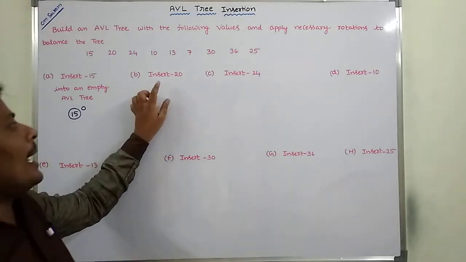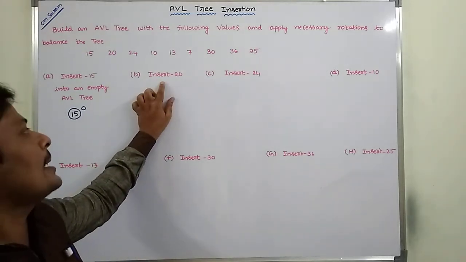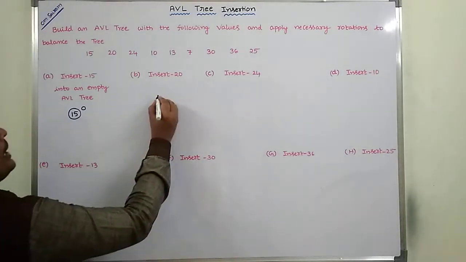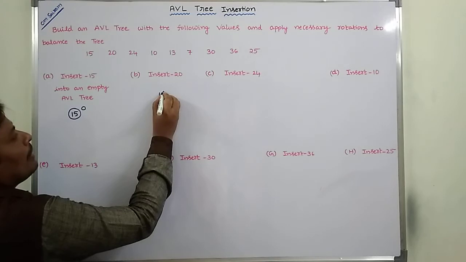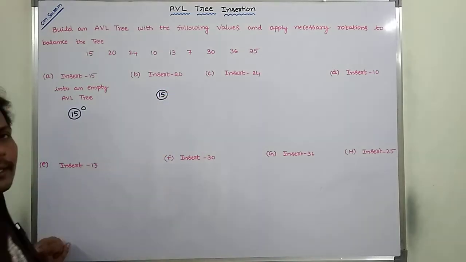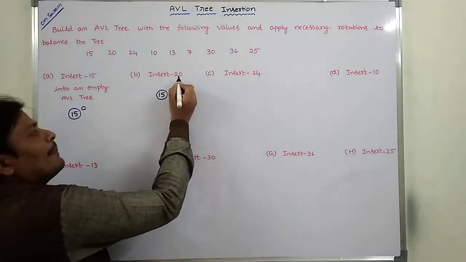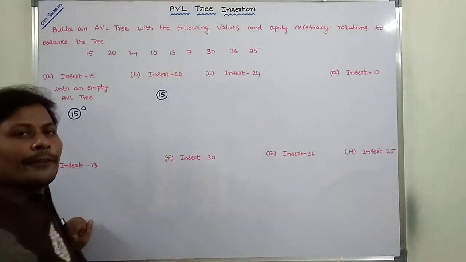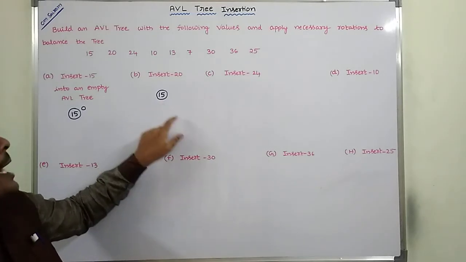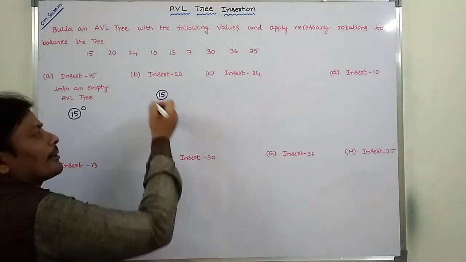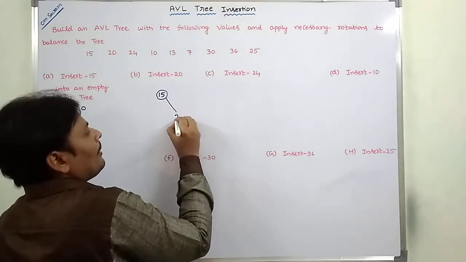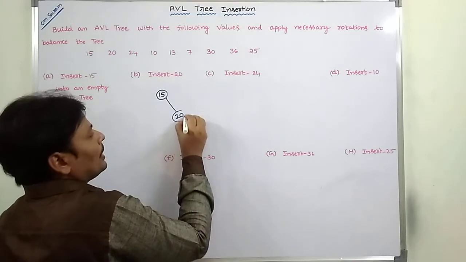Okay. Next element 20. Insert element 20 into the existing AVL tree. Before inserting element 20, the existing AVL tree is this one. Now element 20 is compared with 15. 20 is greater than 15, so 20 can be inserted as the right child of 15. Right child of 15, that is 20.